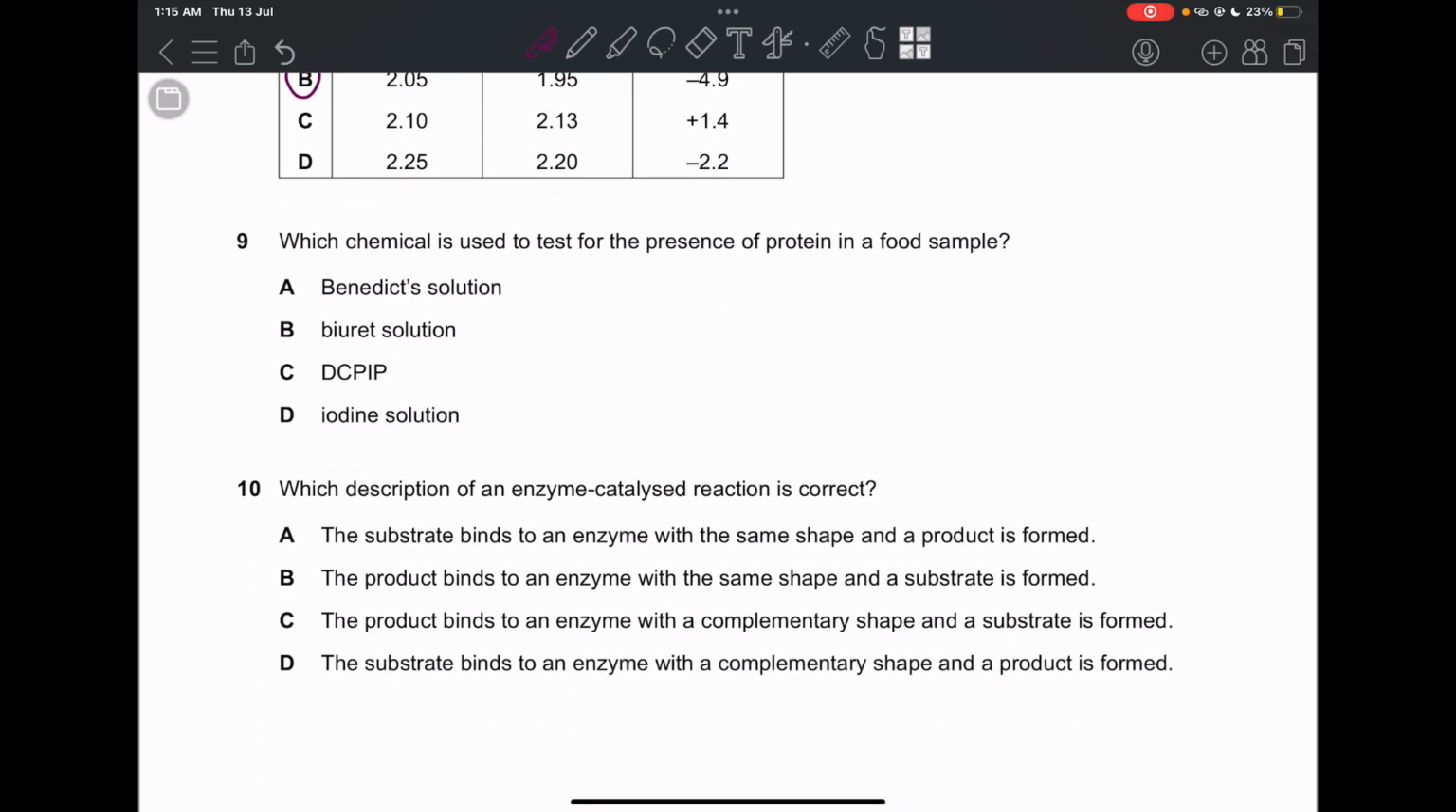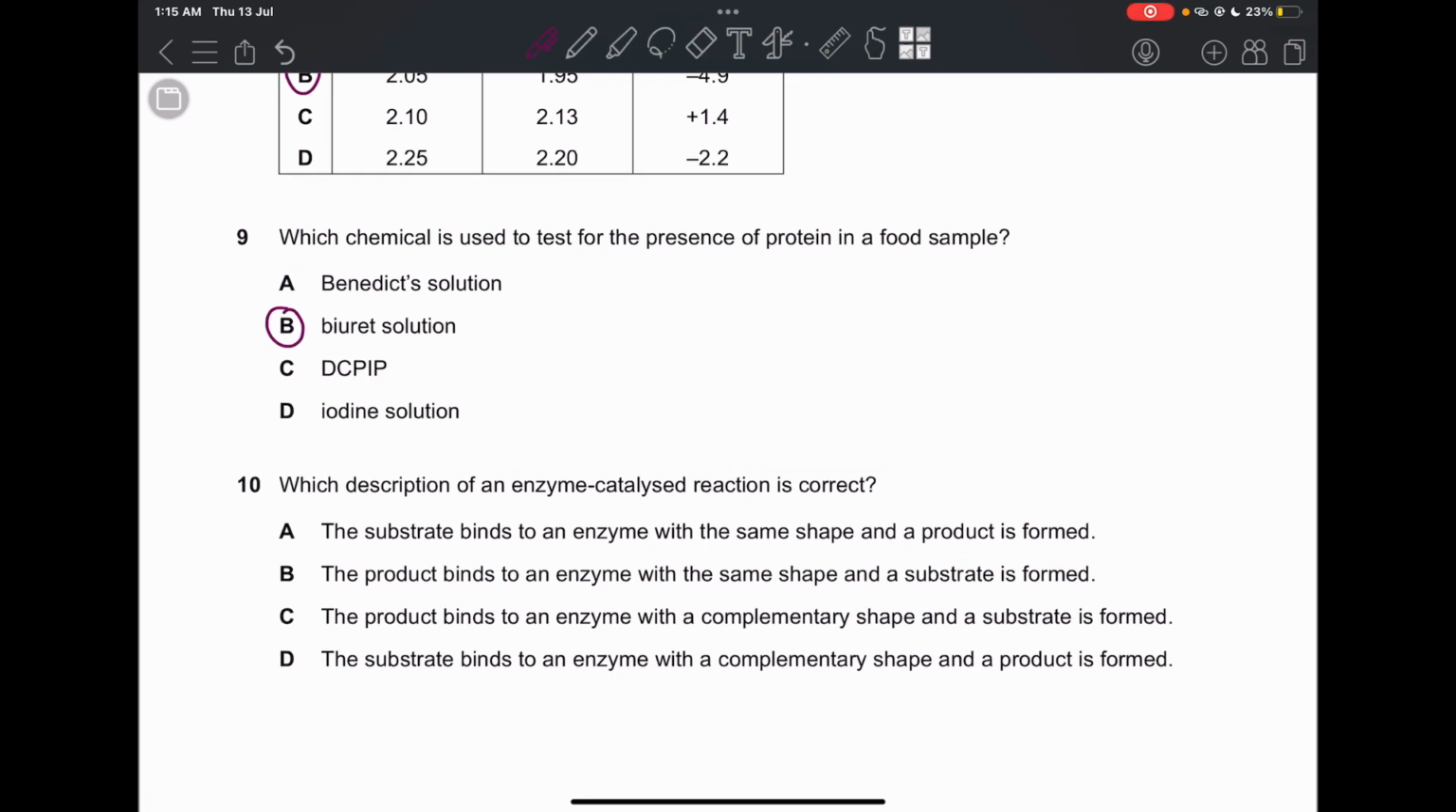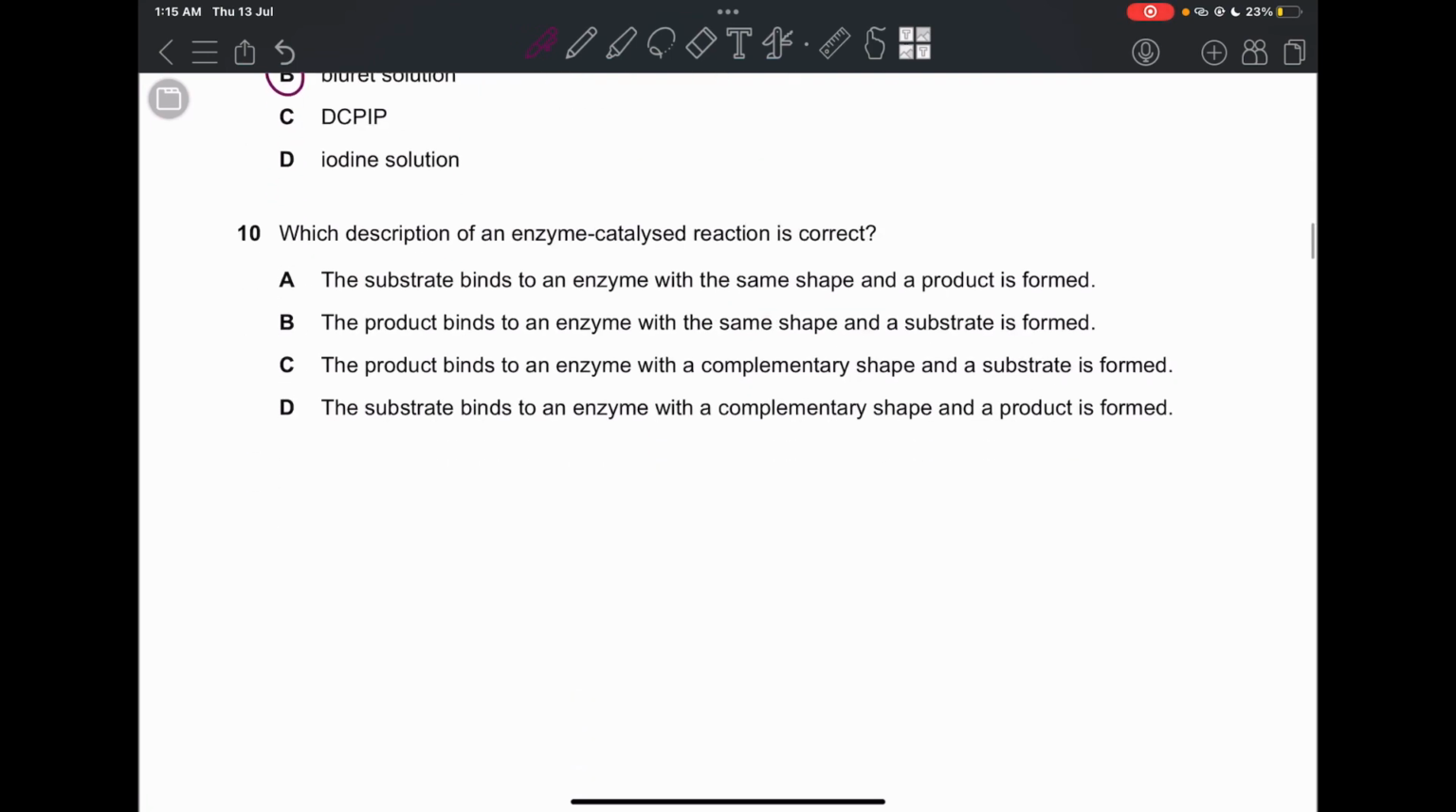9. Which chemical is used to test for the presence of protein in a food sample? This is the solution. 10. Which description of an enzyme catalyzed reaction is correct? A says the substrate binds to an enzyme with the same shape and a product is formed. No, it is not the same shape, it is actually complementary. B says the product binds to an enzyme with the same shape and a substrate is formed.